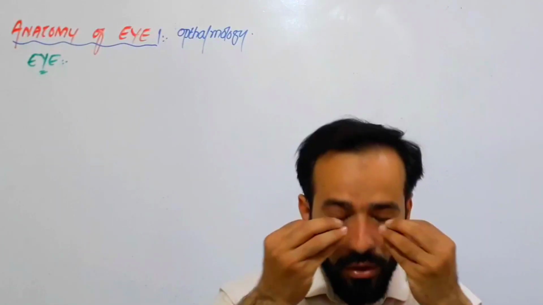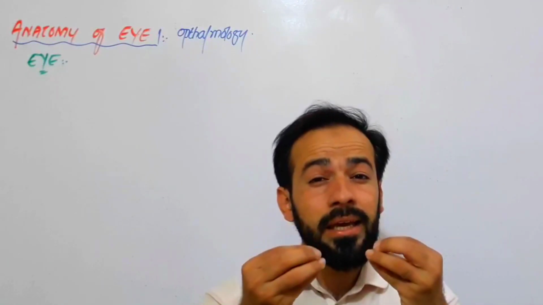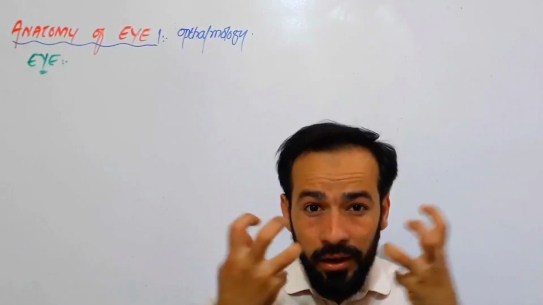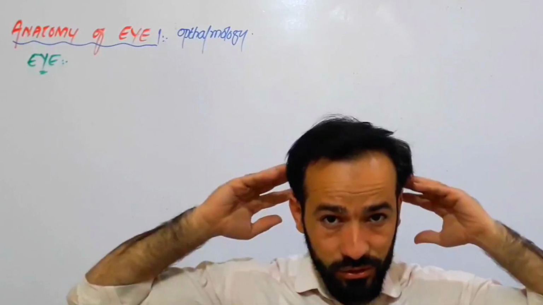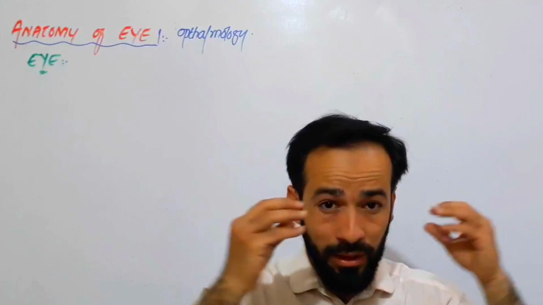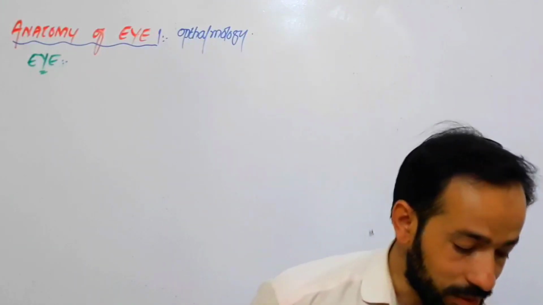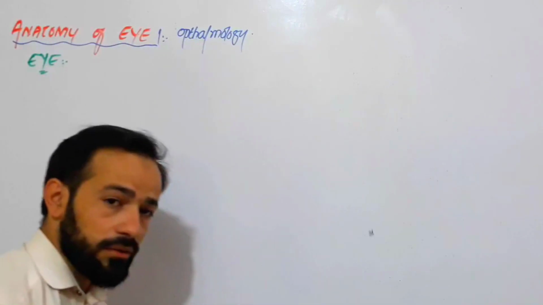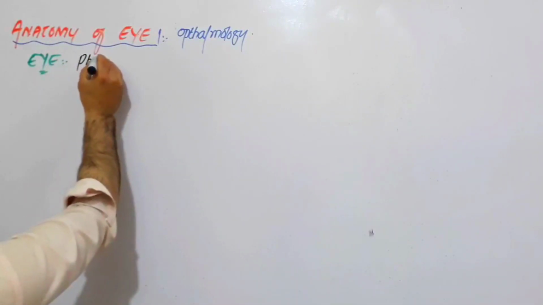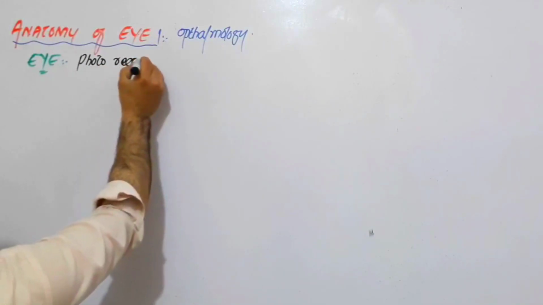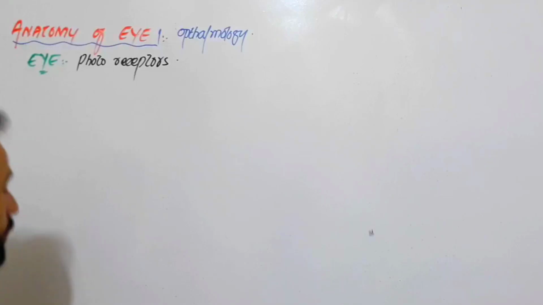So if you close your eyes, you will not be able to see any object, right? So the eyes are the photoreceptors. They receive the light rays and make action potential and bring it to the brain, and so they make us able to see the objects, right? So what are eyes? The very simple definition: what are eyes? Eyes are photoreceptors.